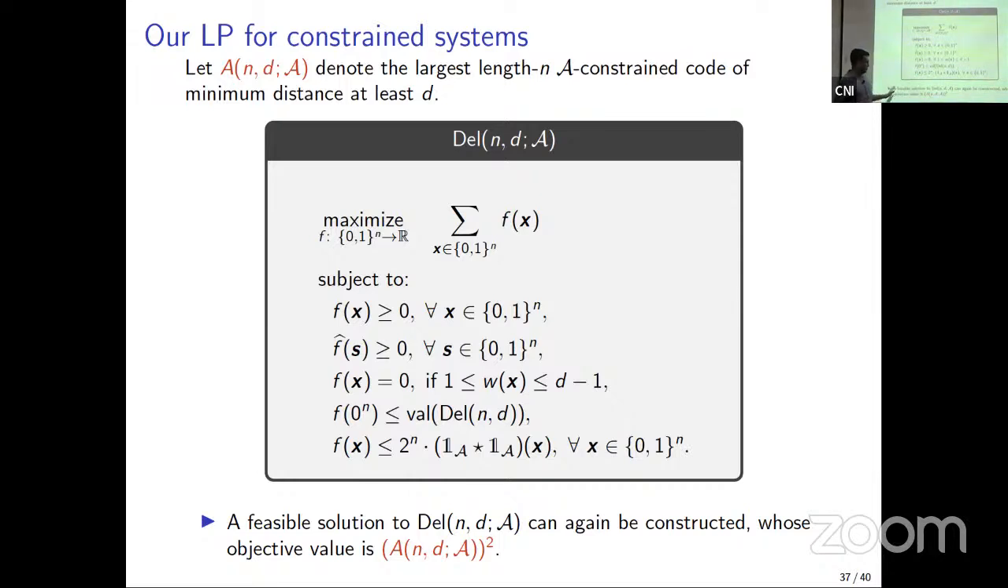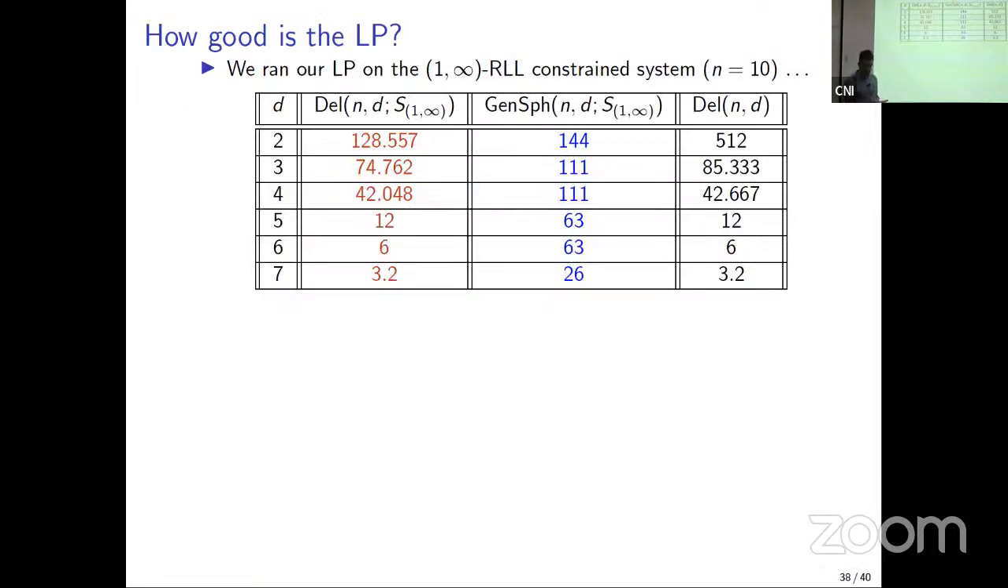So using this new linear program, I'm not going to go into the details, we can again get an upper bound on the square of the size of the largest code that also respects the constraint and has a given minimum distance. Okay. So just to show you some numbers, we ran this for the D infinity constraint. For many constraints, we actually ran that. I'm just showing you two such things.